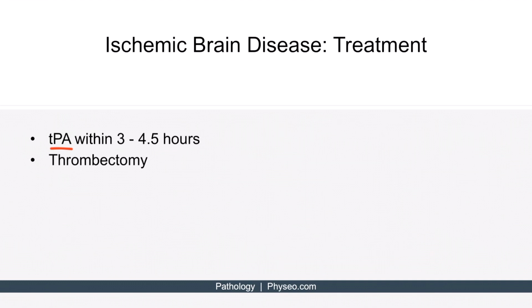The guidelines on this time window are still evolving, and there is some evidence to suggest that it could be beneficial to administer TPA up to 12 hours after onset of symptoms. Thrombectomy can also be considered for larger clots.